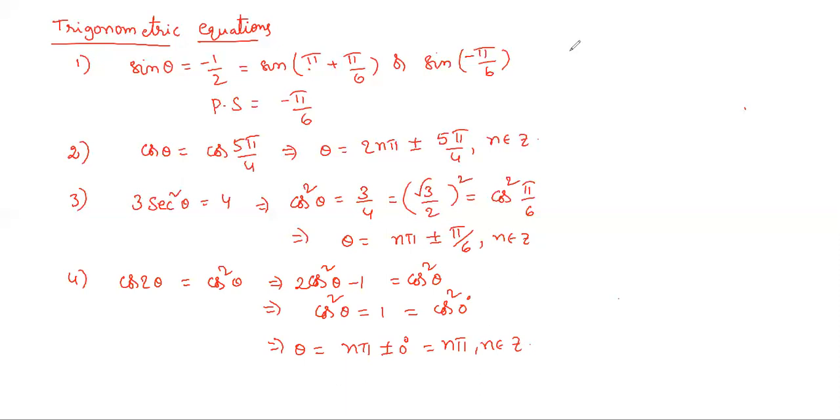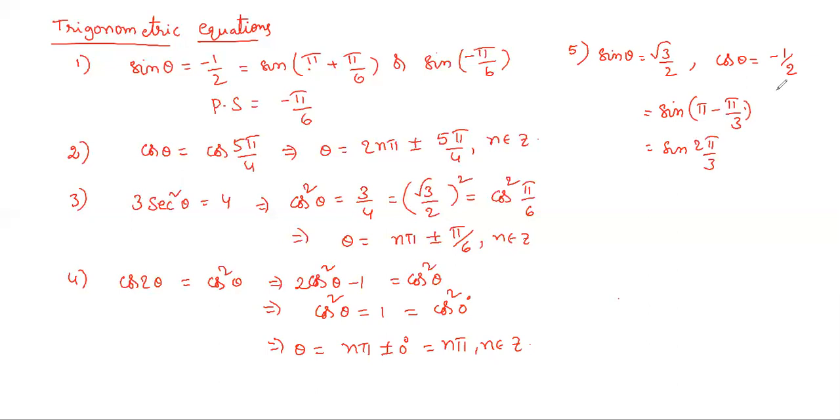Next, the fifth one. Two equations are given. Sin theta equals root 3 by 2, cos theta equals minus 1 by 2. So first we have to decide the quadrant. Sin positive, cos negative: that is the second quadrant. So for a second quadrant angle, pi minus pi by 3, you will get 2 pi by 3. That is sin 2 pi by 3.